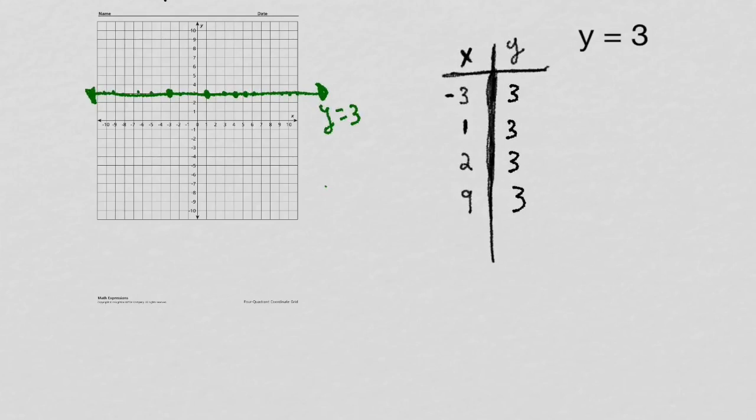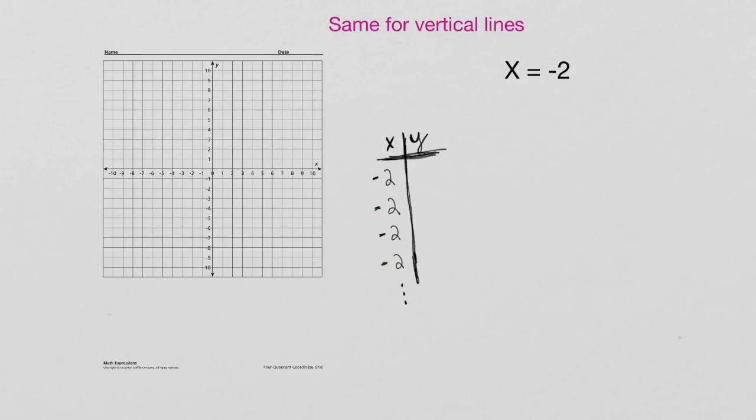In fact, when y equals a number, you will get a horizontal line. Now, graphs related to x equals a number are very similar. The only difference is that instead of a horizontal line, we're going to get a vertical line.